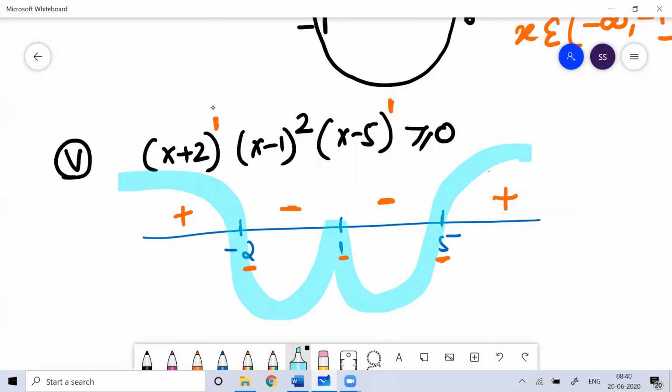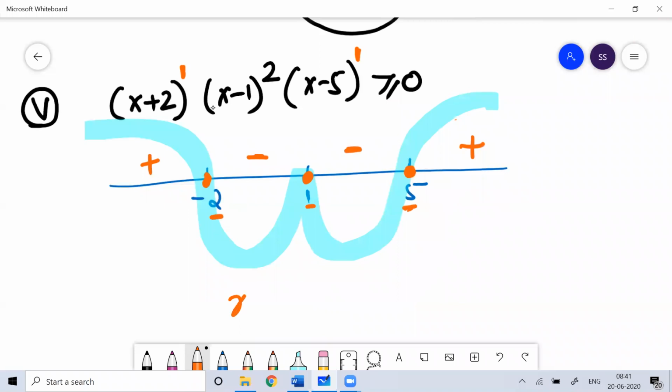Okay, now I have to find out. This is greater than or equal to, so all values would be acceptable. All values should be acceptable because it is greater than, which means the equal to sign is there. The value of x will be x.